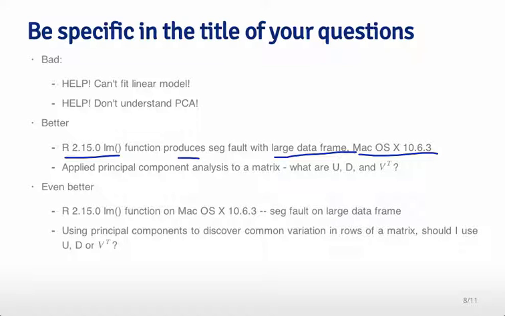An even better question is to use a title that's a little bit more succinct. So here you lead off with, again, the function that you're asking about. You say, okay, I'm asking about R 2.15, and again, it's on this operating system. And then I very succinctly describe seg fault on large data frame. So by focusing on the very specific details, it means people can jump very quickly to the answers that you might need. So there's similar sorts of specific details that you would want to give when asking questions about data analysis problems. So in general, the more specific you are, the faster your answer will come.